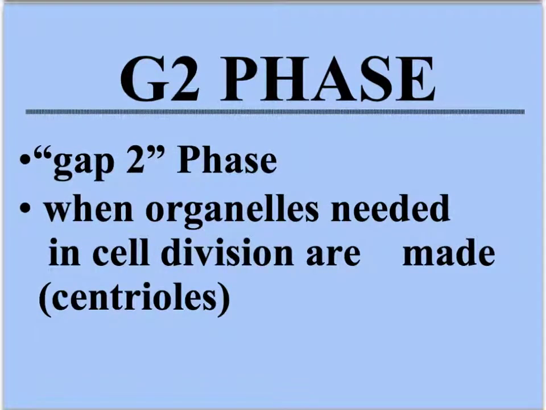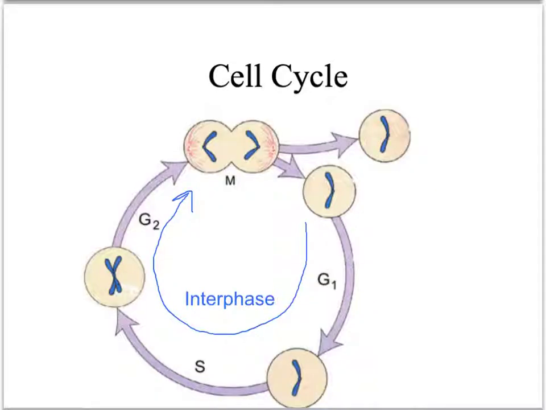And the last phase before mitosis occurs is G2. G2 is basically when organelles, like centrioles, that are essential for cell division are made. The other thing you might need to know for MCAS is that G1, S, G2 are the 3 phases that make up interphase. Mitosis is not part of interphase.